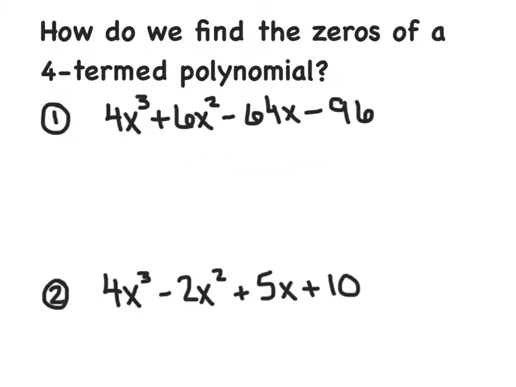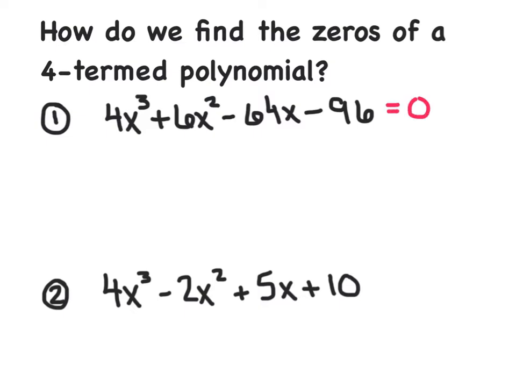Here's a thought-provoking question for you. How do we find the zeros of a four-termed polynomial? In other words, it's not a binomial, it's not a trinomial, it's a four-termed polynomial. Notice we've got one term, two terms, three, and a fourth term. And how do we attack that? If I wanted to set this bear equal to 0, what are my options?